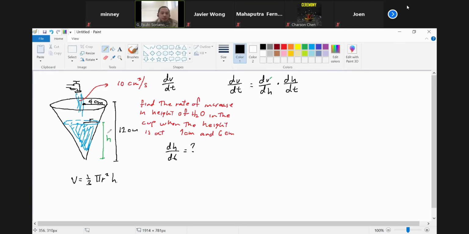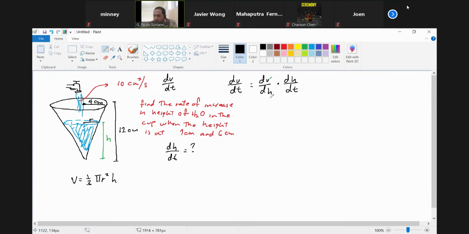Furthermore, we also don't know H, right? We don't know this. So there are two unknowns in this formula. Can we differentiate it? No, because we need it in terms of H, one variable only. So what do we do?